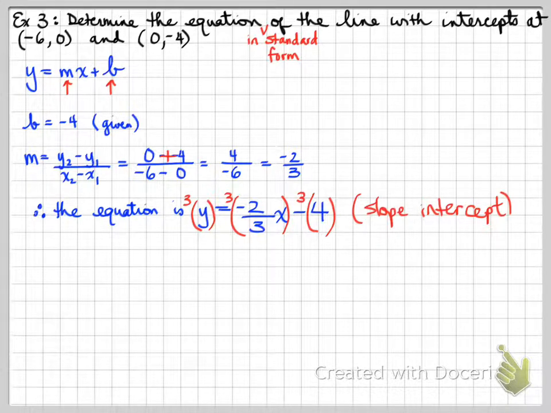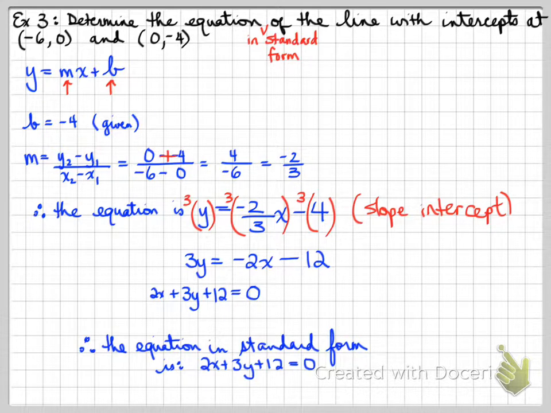What will the next line equal? Well, it will equal 3y is equal to negative 2x minus 12. So we've now converted everything so that there are no more fractions or decimals. And now we're going to make this into standard form. That is, the x has to be positive. We need to move everything to the left side. So our final answer is going to be 2x plus 3y plus 12 equals 0. That is, the equation in standard form of the line is 2x plus 3y plus 12 equals 0.